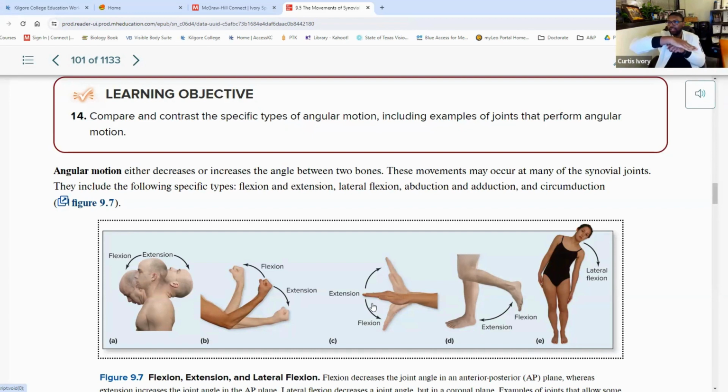If I increase the angle, and this is the angle I'm referring to, this is 180. Now I'm at essentially 270 or 175. I am increasing that angle. So this is the angle I'm referring to here. Decreasing, increasing. Flexion and extension.